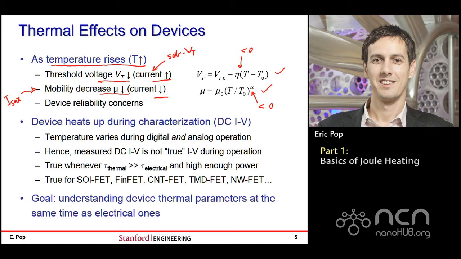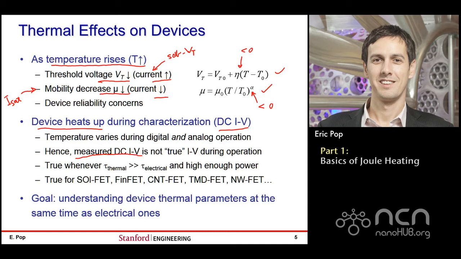Okay, the other aspect that I'd like to discuss, which I think all of us have experienced if we have ever done device characterization, is that during characterization the device will heat up, especially if we do DC IV curves. Similarly, we know that temperature varies during digital and analog operation. And so the simplest DC IV curves are actually not the true IV curves of a device during operation. So how do we learn to account for those?